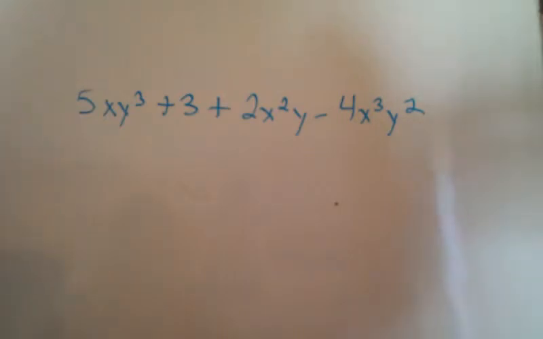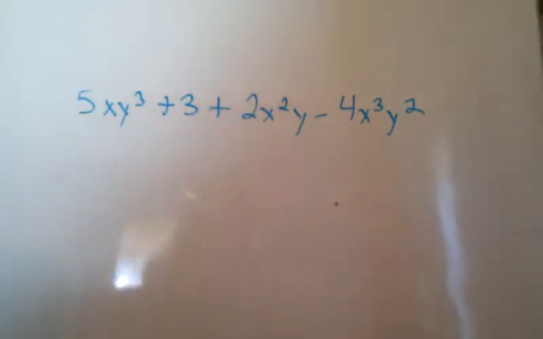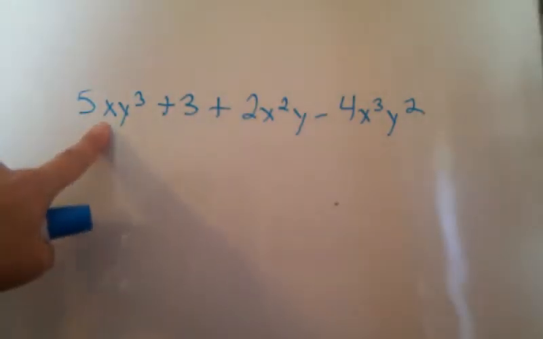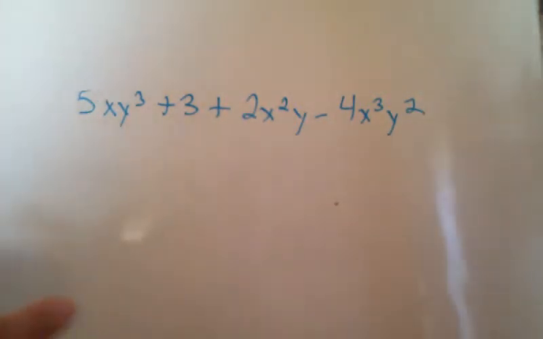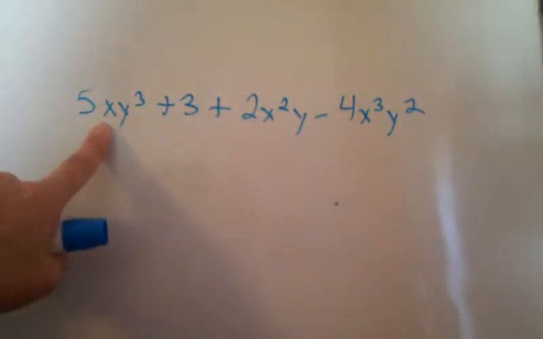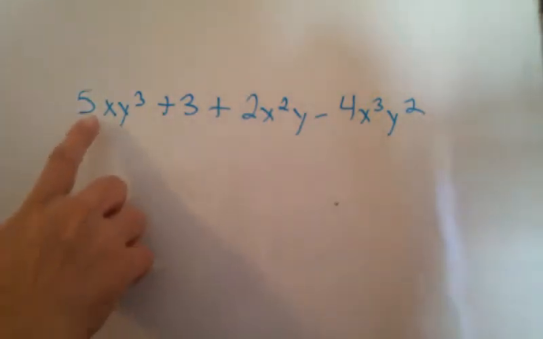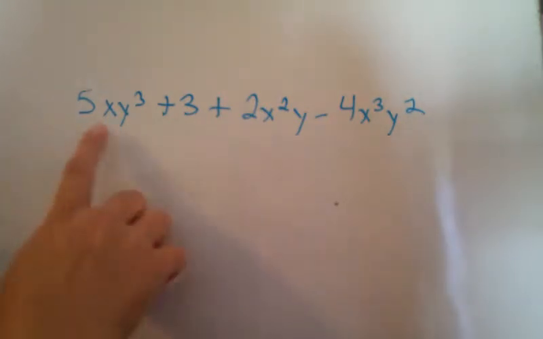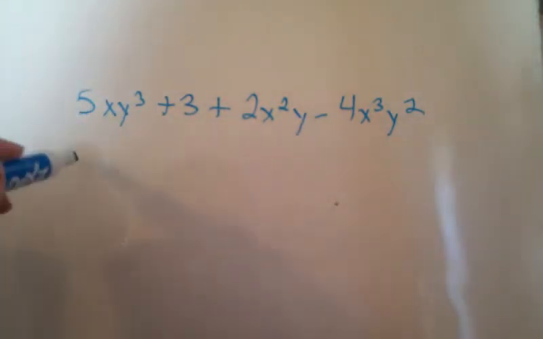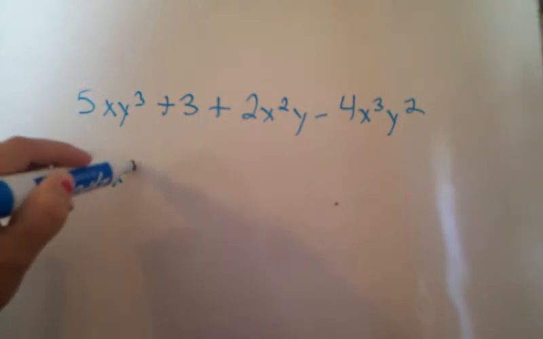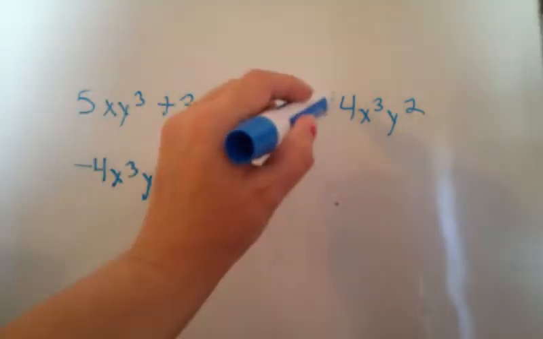Now I have to write these in descending powers of x. X is the first variable. First of all, xy has to be in alphabetical order, which they are. So what I have to do is look at my first variable, x. Which one of these does x have the highest exponent? 1, 2, or 3? Well, this one is higher. So this term has to go first. But I have to take my sign with me. So it's going to be negative 4x cubed y squared.